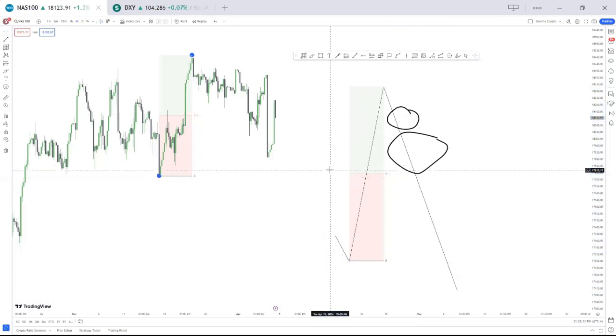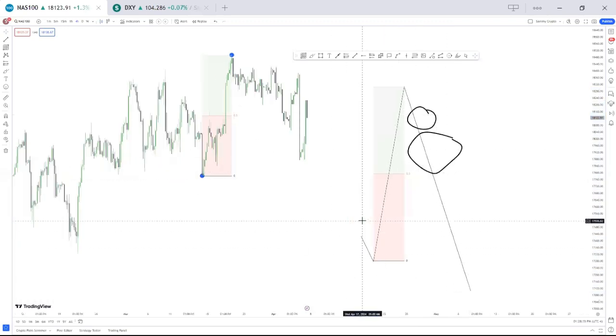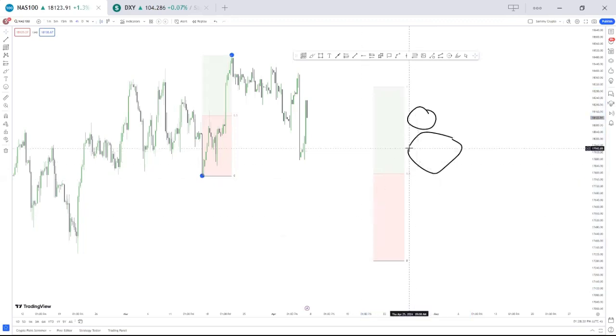This is only when you have a market structure shift. This is telling you that the order flow has changed from bullish to bearish. Now, if you backtest Nasdaq for the past 3 or however many months now, price has been doing this exact same thing.